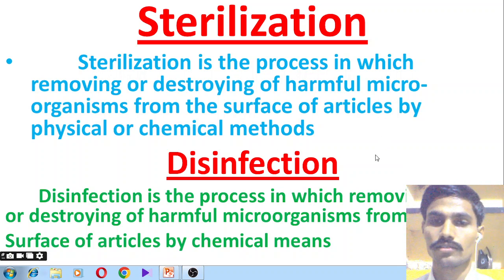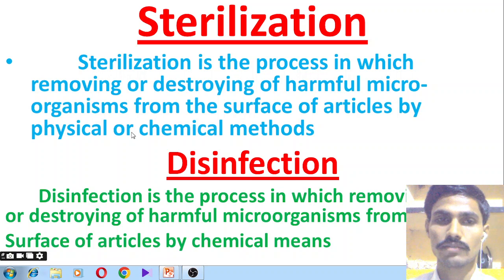Sterilization means we carry out this process by physical or chemical methods. We can use either physical or chemical, but in disinfection what do we use? Only chemical means. If we destroy or remove the harmful microorganisms from the articles only with the help of chemicals, it is called disinfection. Articles such as gloves, needles, syringes, blades, scissors, all these articles have microorganisms. Those microorganisms should be destroyed by applying chemical substances such as alcohol, phenol, ethers, halogens, etc. If we remove those microorganisms with the help of chemicals, that is called disinfection. Sterilization means there we can use either physical or chemical methods.